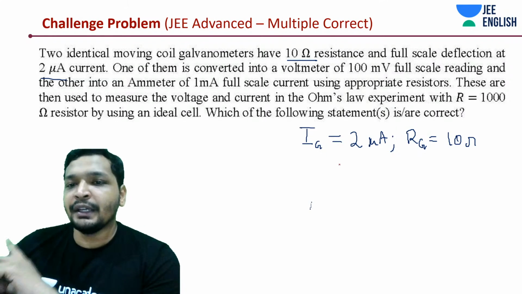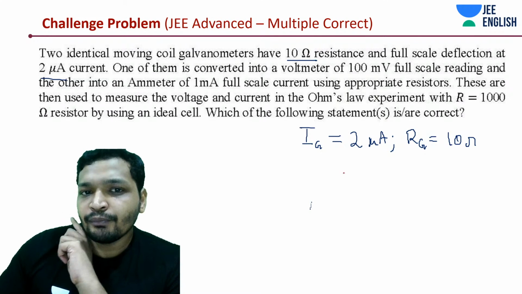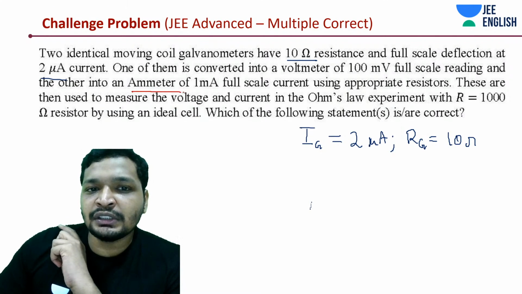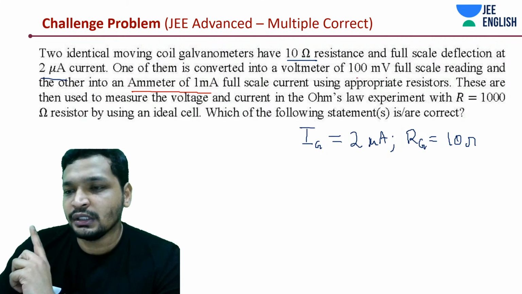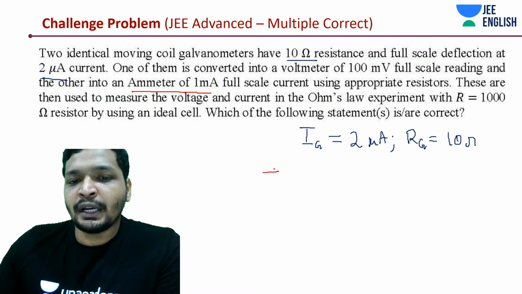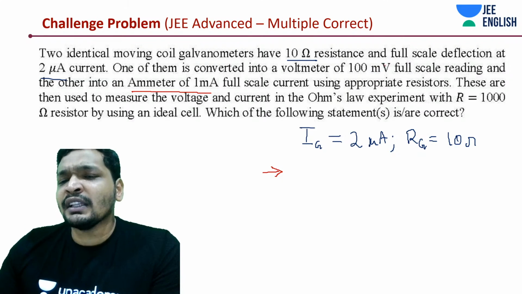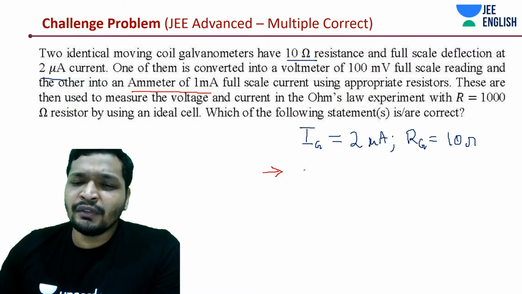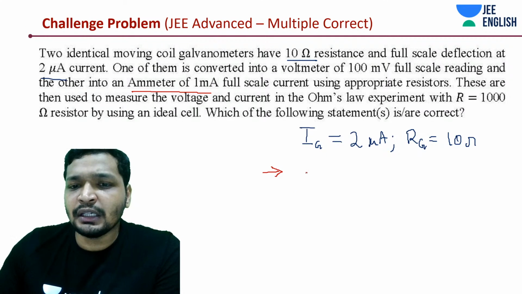I'll go for the ammeter. The reason is the ammeter's calculation is easy, pretty easy compared to the voltmeter. For the voltmeter, we need to do a lot of calculations. So the reason I'm going for the ammeter right now is we'll have an easier calculation. 1 milliampere ammeter, 100 millivolt. But I believe you can approximate it, so even the voltmeter will be easy. But anyway, let's get started with the ammeter.